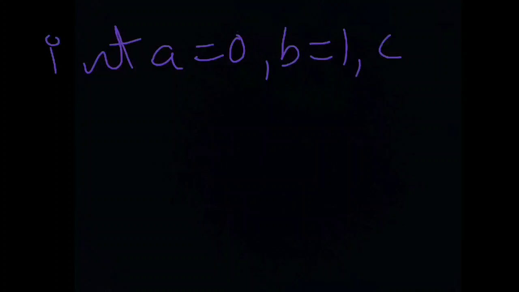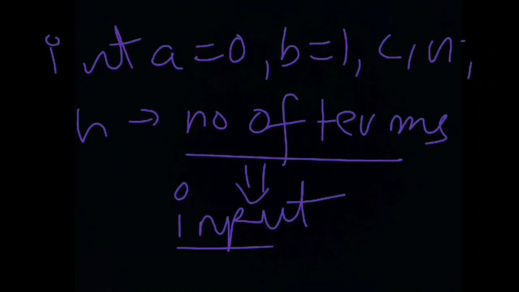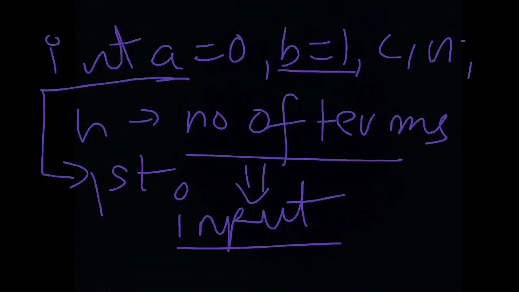Now we are going to declare some variables. I'll assign a to 0. This is going to be the first term of the Fibonacci series. b will be the second term, which is 1. c will denote the next terms, and n is for the number of terms. n denotes the number of terms in the Fibonacci series, and that is the thing which we are going to take as input from the user. The user will give us the number of terms of the Fibonacci series, and then by the method of some for loop, we will create a program that will display the Fibonacci series up till n terms.